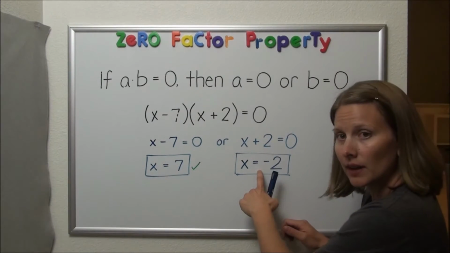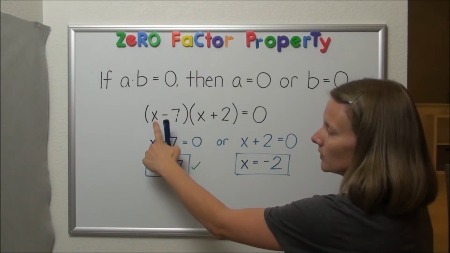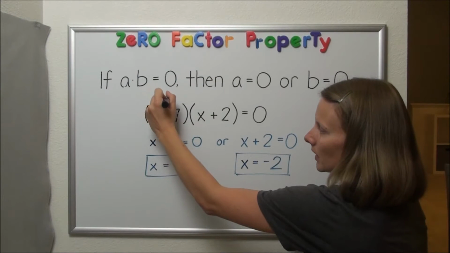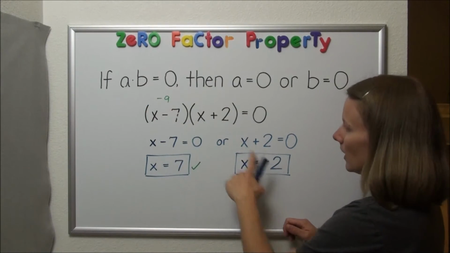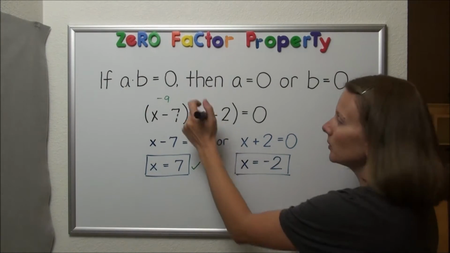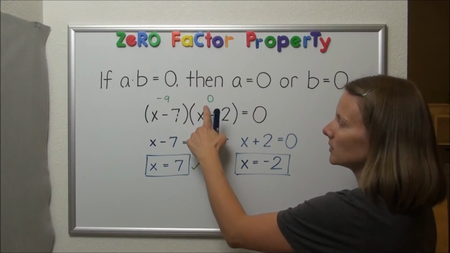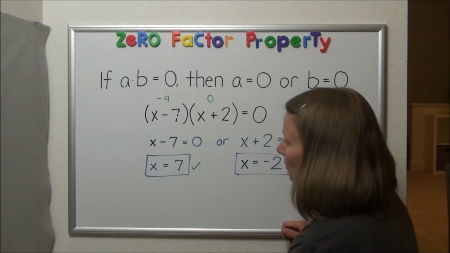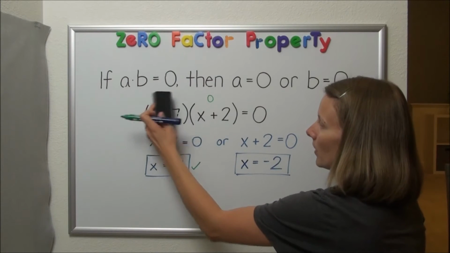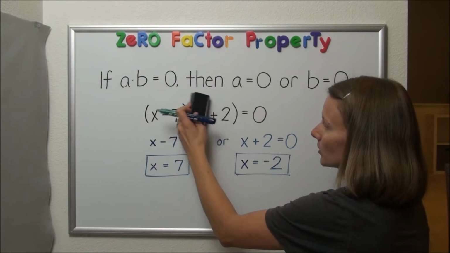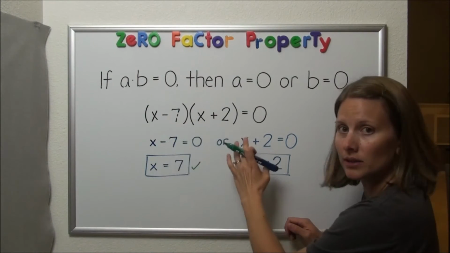I can also check the negative 2. Negative 2 minus 7 would be negative 9. Negative 2 plus 2 would be 0. And negative 9 times 0 is also 0. And you could try any other value for x. Nothing else is going to work. Nothing else will give us a product of 0.